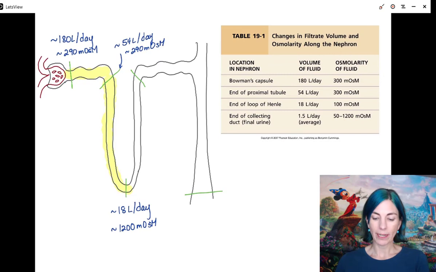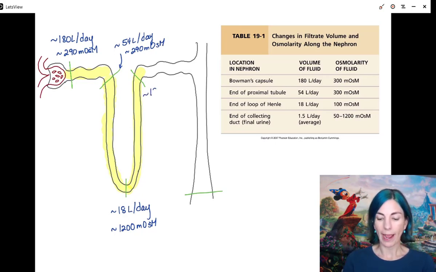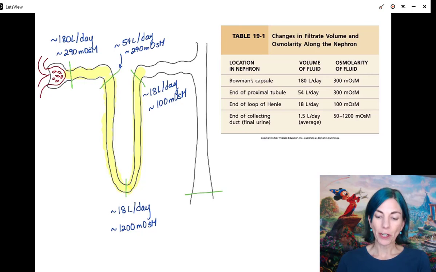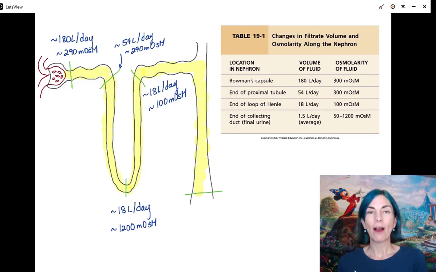Then that fluid is going to come back up, and as it crosses over into the distal tubule, it's still about 18 liters per day, but it is about 100 milliosmoles. So now much more dilute. That filtrate is now going to enter this distal tubule and the collecting duct. Now, there's something different about the distal tubule and the collecting duct from the other tubules. The distal tubule and the collecting duct can actually alter or change how much reabsorption they do.